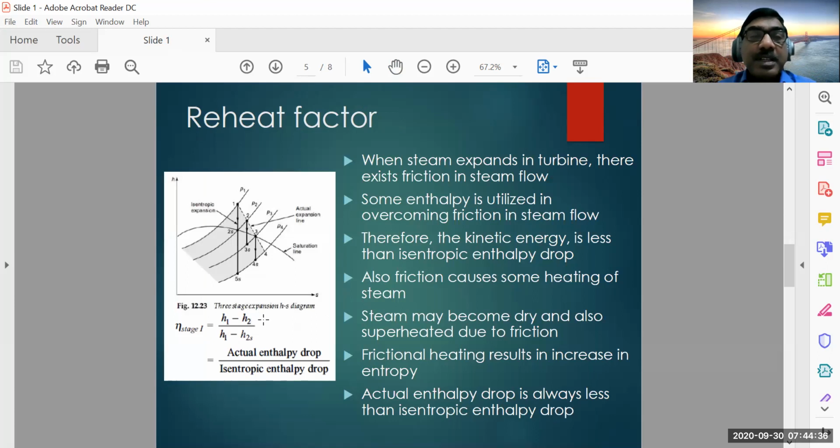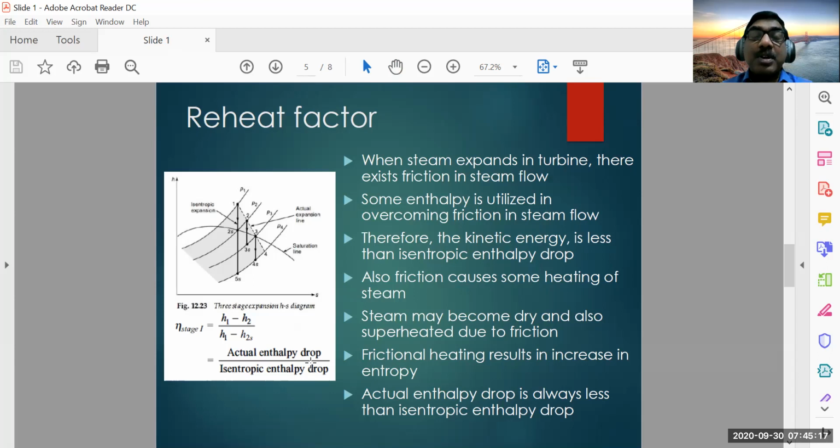Another important aspect here is the reheat factor. What is this reheat factor? See, when the steam is at a very high temperature and it is flowing through the turbine, there will be some friction between different molecules or particles of the steam. So there is internal friction, and friction between the parts and the steam is also there. This friction will be consuming some amount of enthalpy of the steam to maintain the flow. So during the flow, some amount of enthalpy will be consumed to overcome the friction.